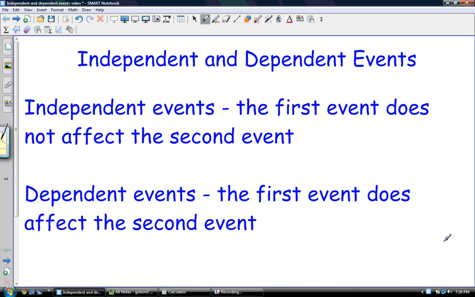Today's video is on independent and dependent events. And again, this is all probability stuff. Pretty simple. Independent, we know what independent means. It means you're kind of on your own. When we're talking about independent events, we're talking about multiple events. If they're independent, it means the first event has no effect on the second event. Whatever happens the first time doesn't matter for the second thing you're going to do.